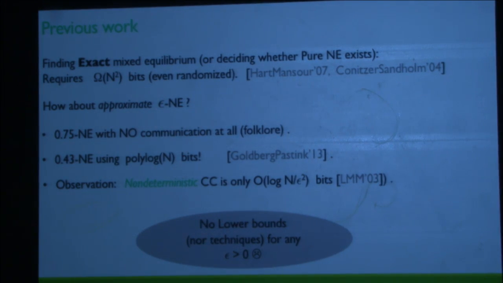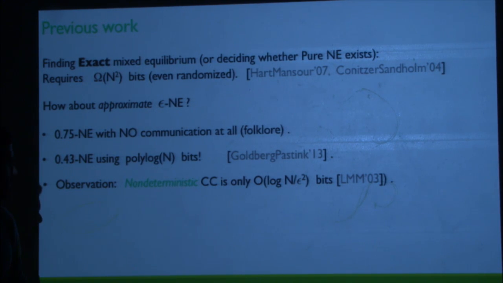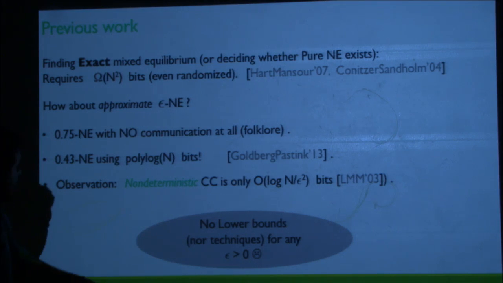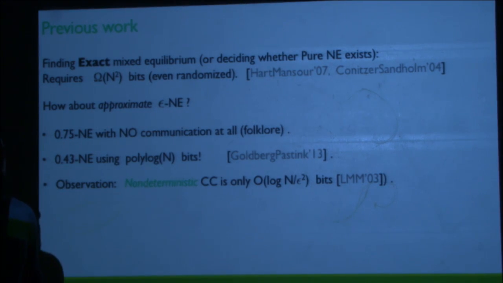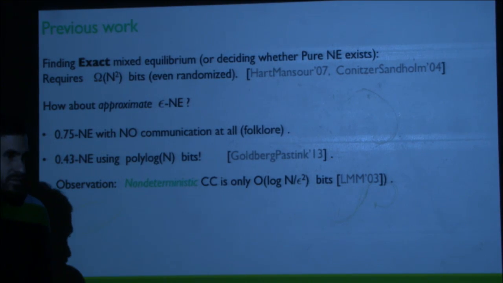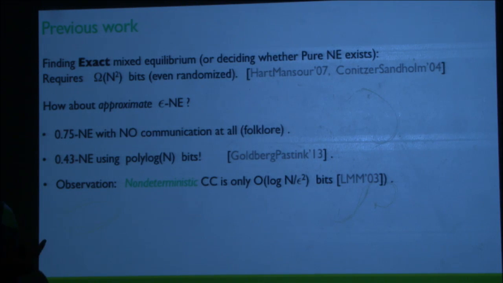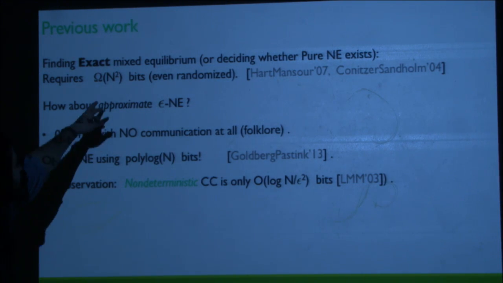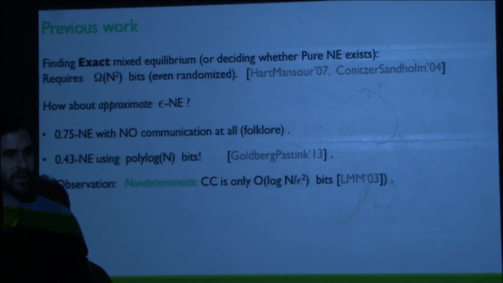And indeed, there were absolutely no lower bounds nor techniques for this problem. Why is it different? Non-deterministically? But not quantum, only one direction. Sorry? The last statement is true also for exact Nash. No. I'm saying that the non-deterministic complexity of exact seems to be n. Of course, if you have a proof that the non-deterministic is n, then this would imply that the deterministic is. But I'm saying that.